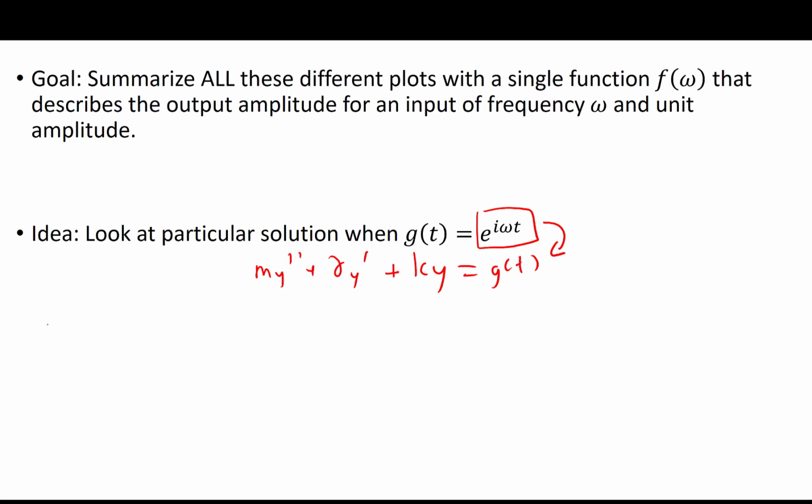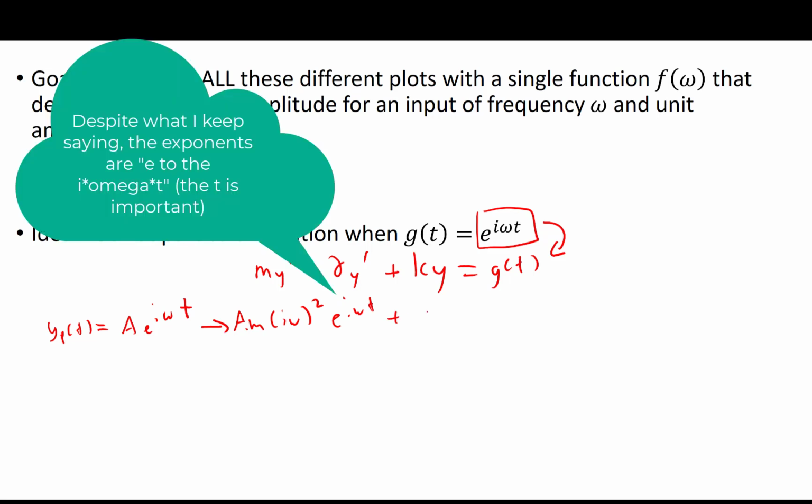We know in this case that a particular solution which should work is A e to the i omega t, where A is an unknown coefficient. And if I plug this in for y, we obtain the relationship that for this to be a solution, I would need m times i omega squared times A e to the i omega t, plus gamma i omega times A e to the i omega t, plus k times A e to the i omega t.